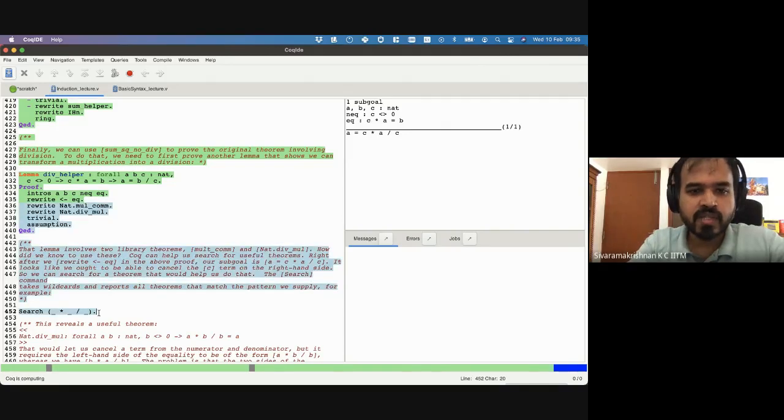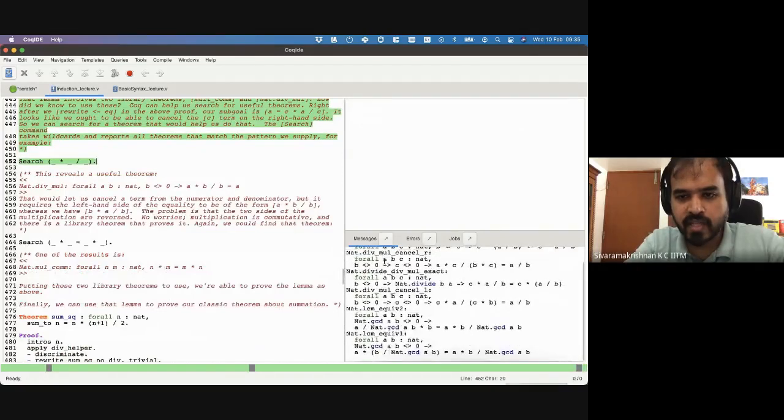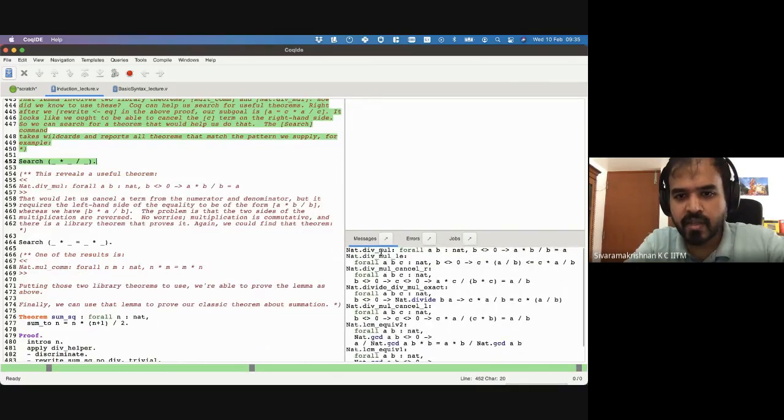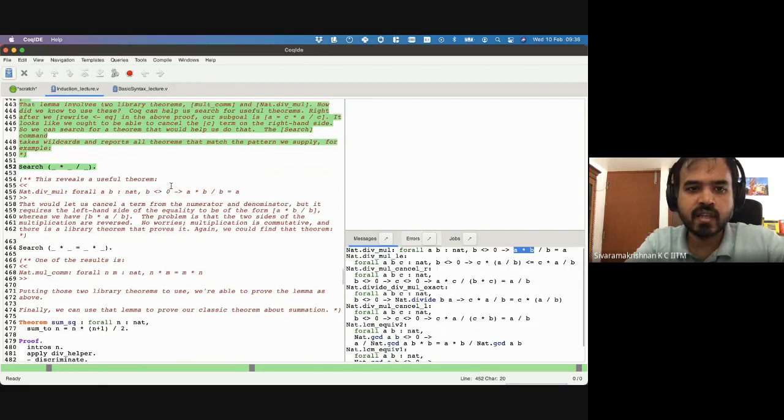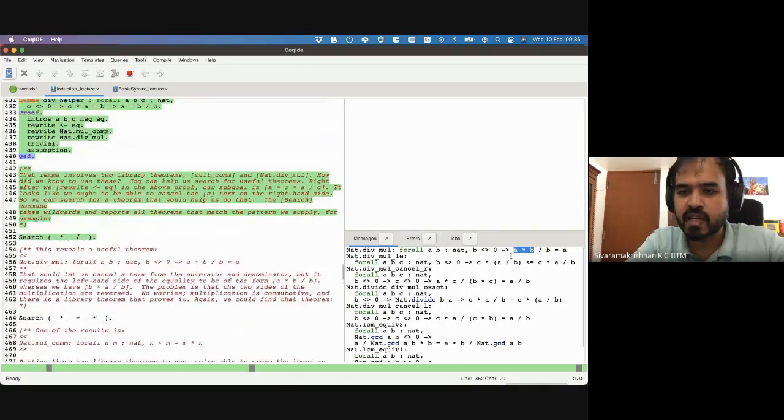So when you do the search, it finds a lot of things, but the first one is what we want. We have div mul, which says that for all A and B, if B is not equal to 0, the denominator here is not equal to 0, then A times B divided by B is equal to A. You can cancel out this B and B, which is what it says. Okay, so that's good. So we know that we can use this theorem to cancel things out.